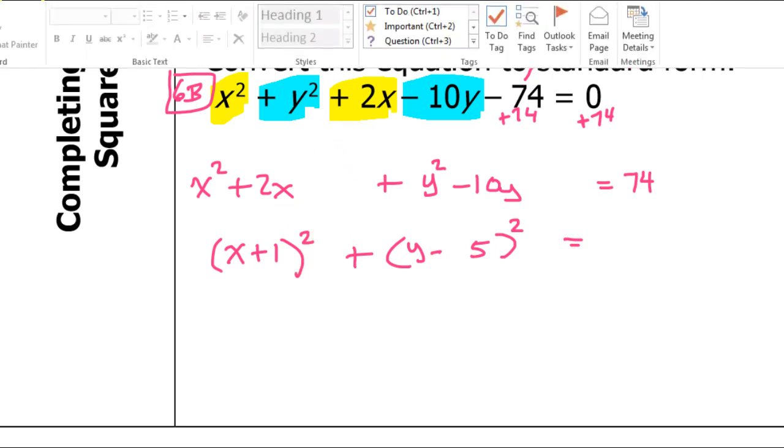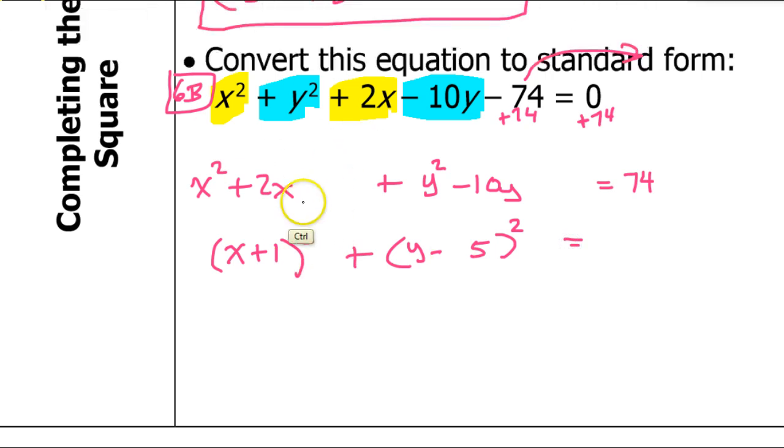Now, we need to complete the square, though. I need to write the constant that will go at the end of this trinomial. I'm going to turn this into a trinomial, and to get that, I take the number in the parentheses and I square it. But 1 squared is still 1. Now I need to add that on the right-hand side of the equation as well.